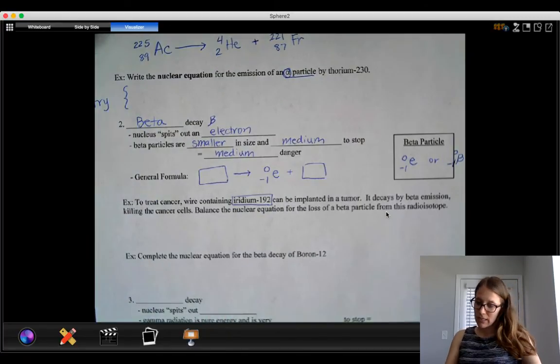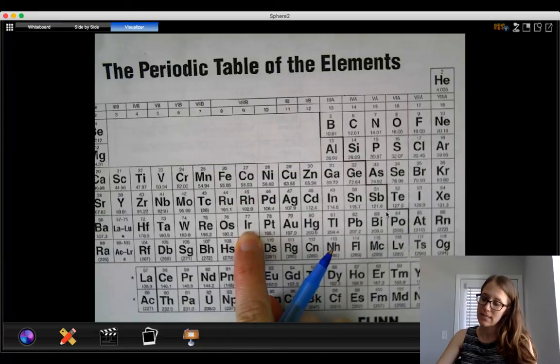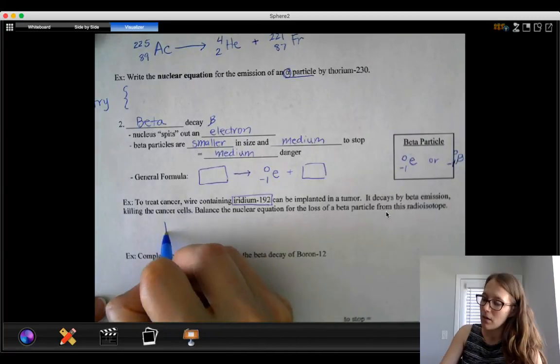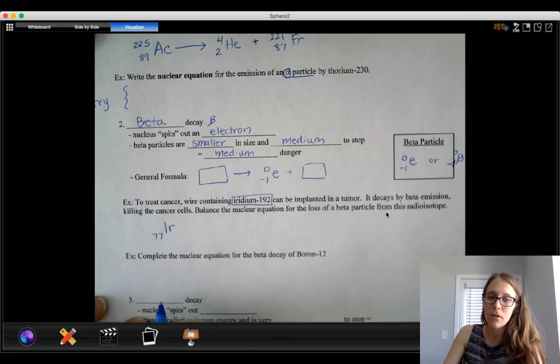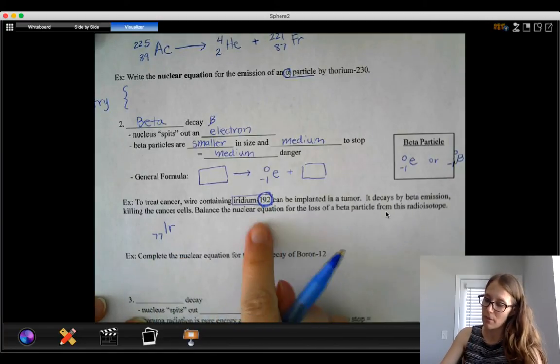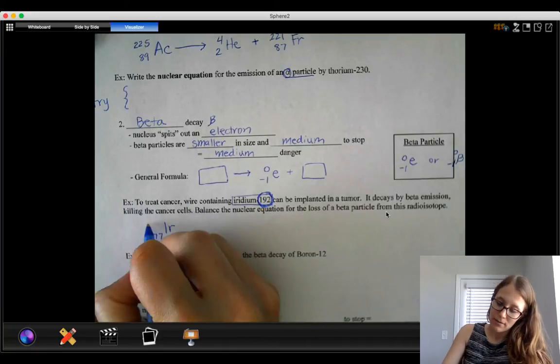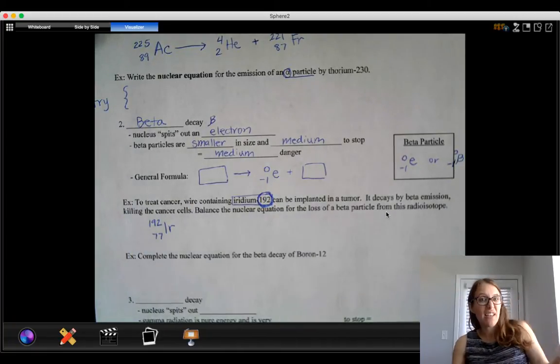I need to find iridium on the periodic table. So iridium, symbol is IR, and its atomic number is 77. Okay, so IR, atomic number goes on the bottom. The mass number, I'm going to use what's given to me in the problem, not what's on the periodic table, because not every form of an element, an isotope of an element is radioactive. So I have to make sure I'm using the one that the problem says is radioactive.